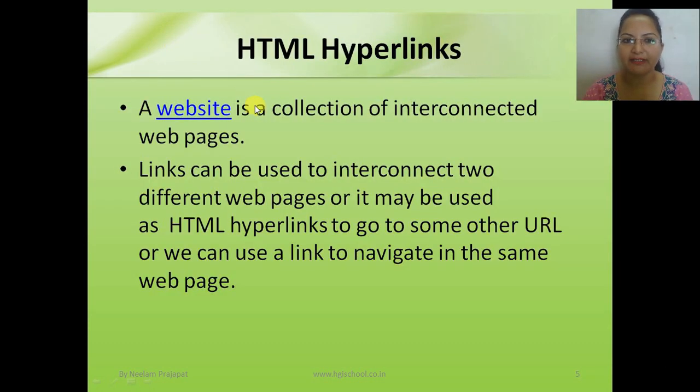HTML hyperlinks. You know very well, a website is actually a collection of interconnected web pages. So many pages are interconnected. Now how are they interconnected? We are using links. Okay, so links can be used to interconnect two different web pages, or they may be used as HTML hyperlinks to go to some other URL. Either that particular link will take us to a different website, or otherwise we can use a link to navigate to the same web page, meaning a different section of the same web page.